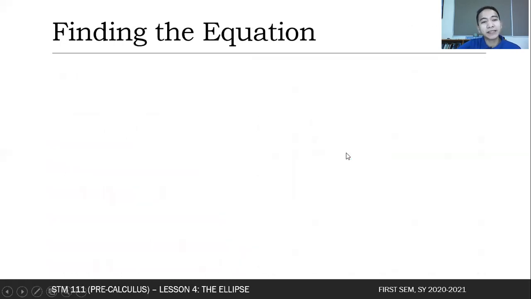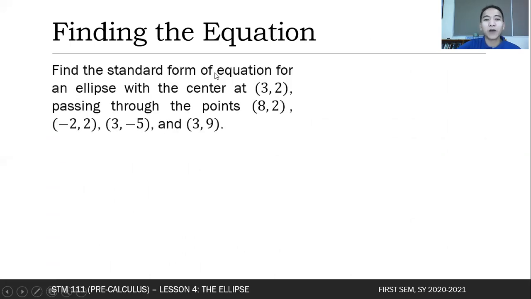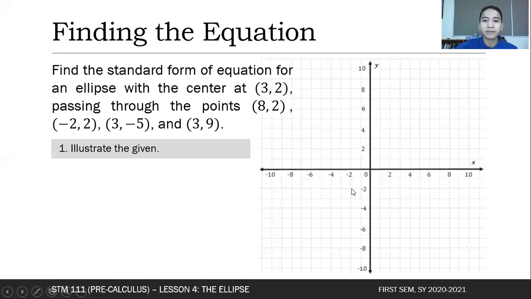Okay. So this time, we will be finding the equation given some information about the ellipse. For instance, find the standard form of equation for an ellipse with center at 3 and 2, passing through the points 8, 2, negative 2 and 2, 3 and negative 5, and 3 and 9. So when we try to find the equation of an ellipse, the first thing that we should do is to illustrate the given. So here we have the given. So 3 and 2.